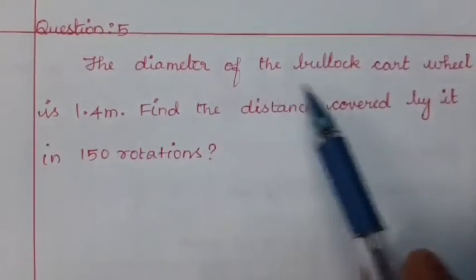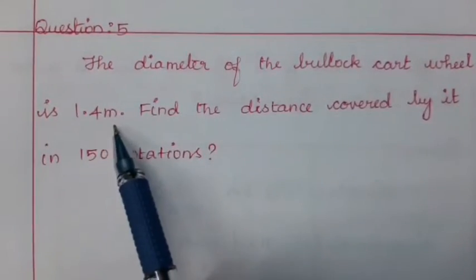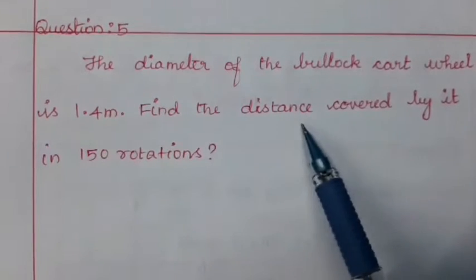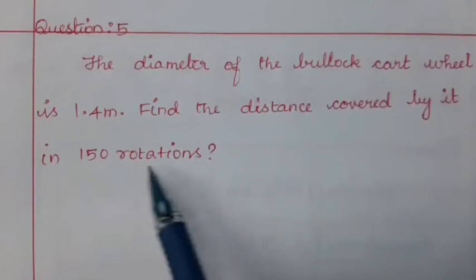Question number 5. The diameter of the bullock cart wheel is 1.4 meter. Find the distance covered by it in 150 rotations.